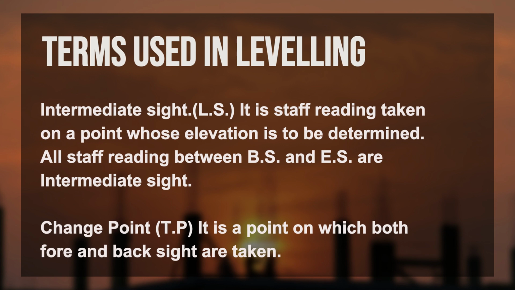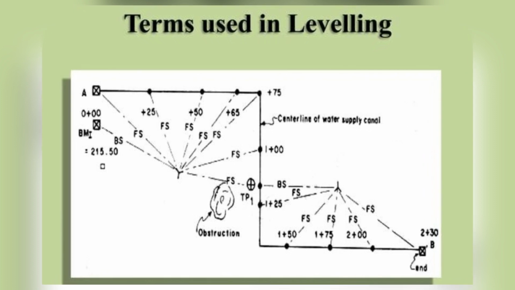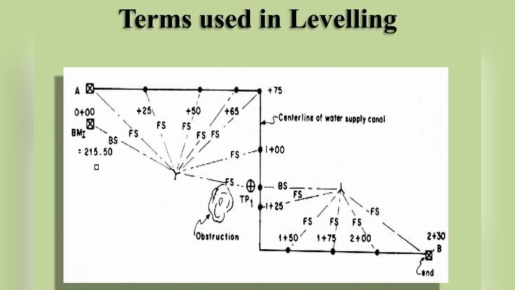Now, the next important term is the change point. The change point is a point on which both the foresight and backsight readings are taken. When we want to shift an instrument, before shifting, the last reading taken will be the change point. So, with respect to the change point, we will be shifting the instrument. This is a figure which explains the different terms that are used in leveling.